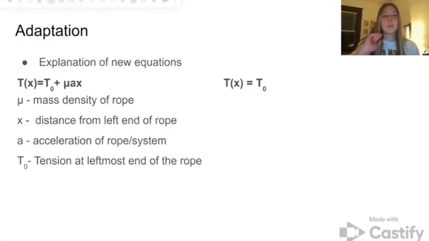And then to the right, we have again the equation when we don't have an acceleration in the system, where T of x is just equal to that T naught. I hope this helps. Next, you're going to be looking at some real world applications of this massive rope, and how it applies to everyday situations.